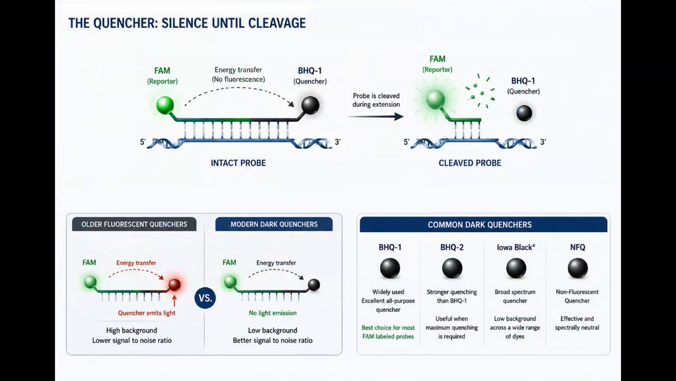The opposite end of the probe carries the quencher. Its job is simple: suppress fluorescence until the probe is cleaved. Modern probes typically use dark quenchers. Unlike older fluorescent quenchers, they absorb the reporter's energy without producing their own fluorescent signal. The result is lower background and a better signal-to-noise ratio. Common examples include BHQ1, BHQ2, Iowa Black, and NFQ for most FAM-labeled probes. BHQ1 remains an excellent all-purpose choice.